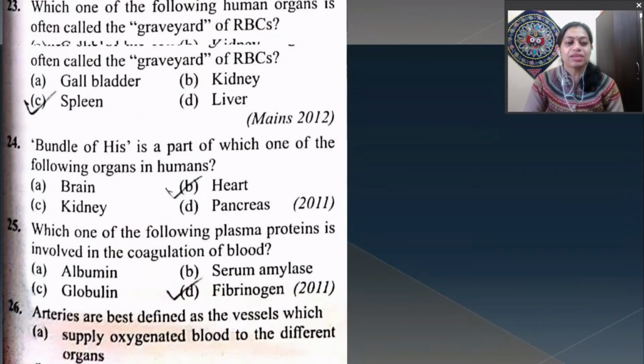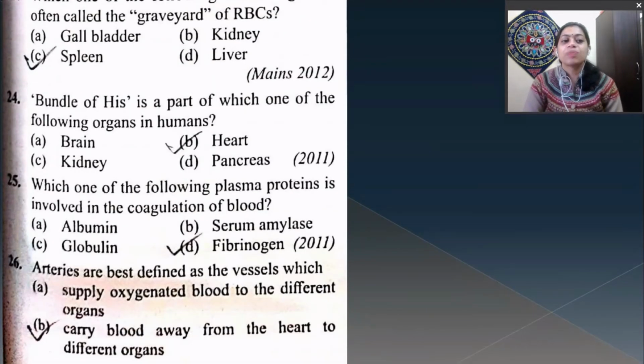It is spleen. Okay. Next, bundle of His is a part of which of the following organs in human? Brain, heart, kidney or pancreas. So the right option will be heart. Which one of the following plasma proteins is involved in coagulation of blood? Albumin, serum amylase, globulin, fibrinogen. Right option will be fibrinogen.